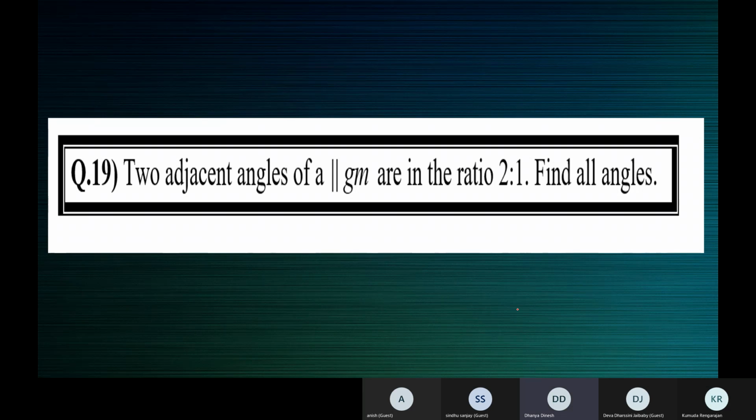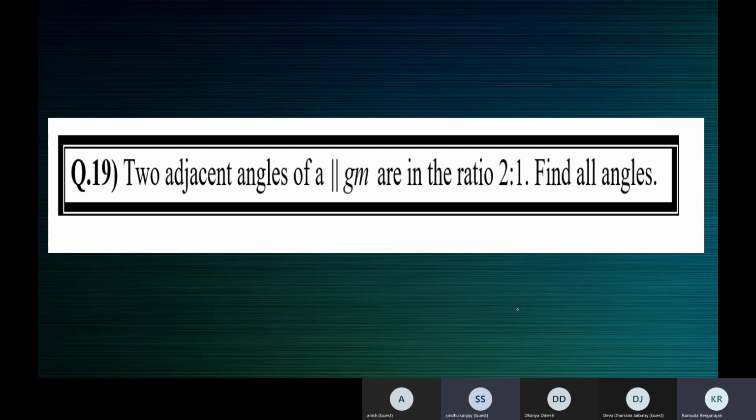Ma'am, completed, ma'am. Now tell me the angles. Ma'am, 120 and 60, ma'am. Correct. And we must find the other angle. Opposite angles are equal property, ma'am. Correct. But first, how did you start off? Ma'am, let the angles be 2x and 1x, ma'am. 2x and x, and they are equal to 180, ma'am.